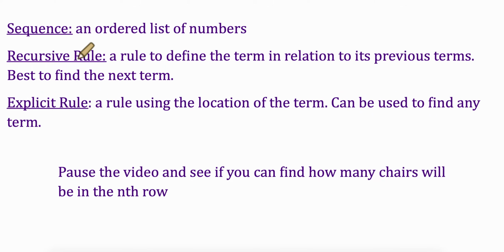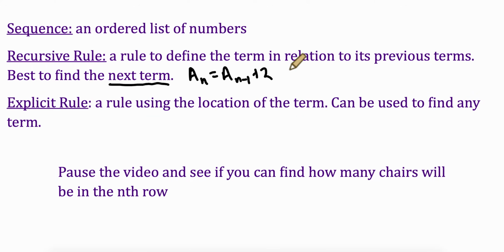All right? A recursive rule is a rule to define the term in relation to its previous terms, and we use it to find the next term. Now, we kind of did this. We've done this before in Algebra 1. We kind of did a recursive rule, right? We had our previous term. So let's say I had a to the n. My previous term would be a to the n minus 1, and I added 2 to it, correct?